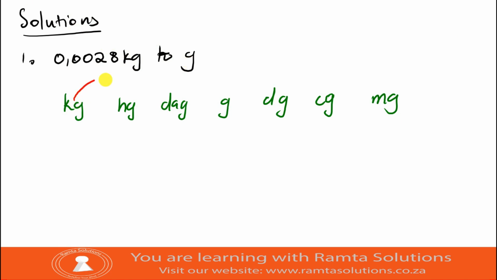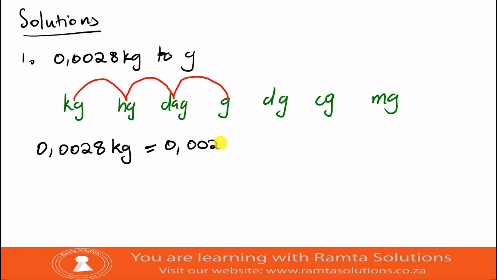When you look at it, it's multiplied by 10, multiplied by another 10, another 10. So this is basically multiplied by 10, multiplied by 100, multiplied by 1,000. So from left to right, you multiply by 10. So what we're saying is that 0.0028 kilograms is equal to 0.0028 multiplied by 1. How many steps are here? 1, 2, 3.